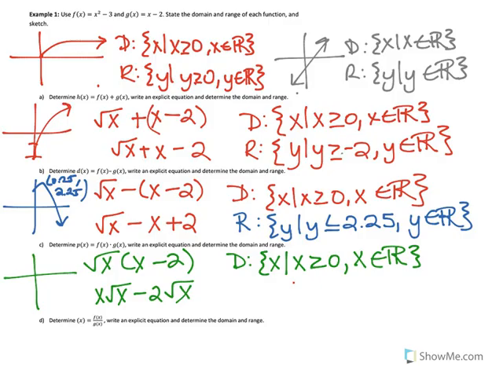So you should have gotten a graph that looks like this, that has a local minimum at 0.67 and negative 1.089. So our range for this function would be y such that y is greater than or equal to negative 1.089.